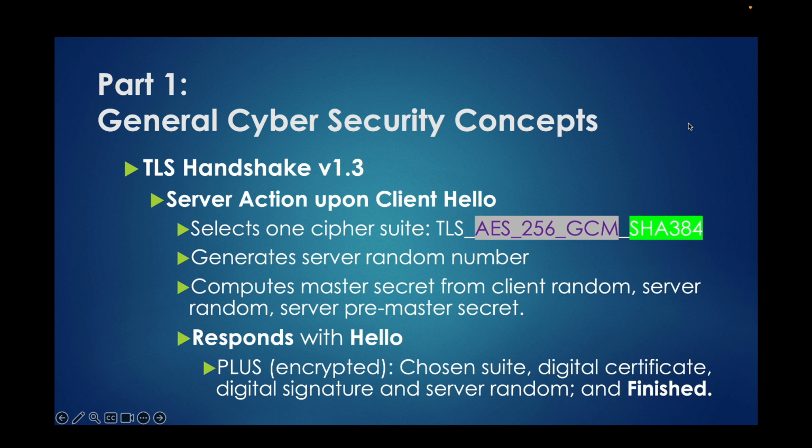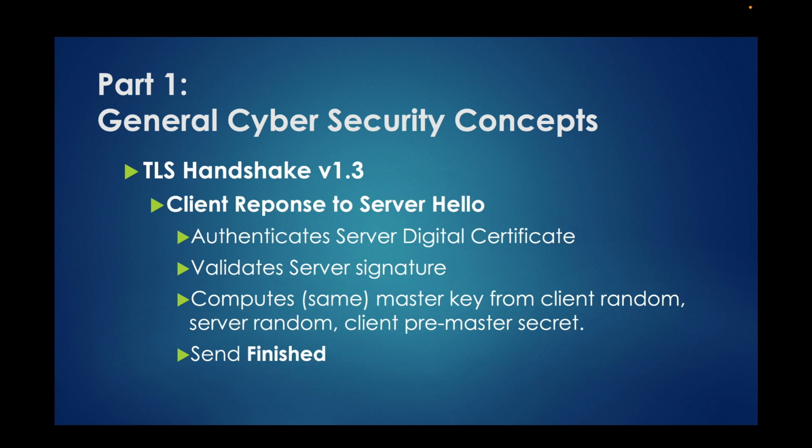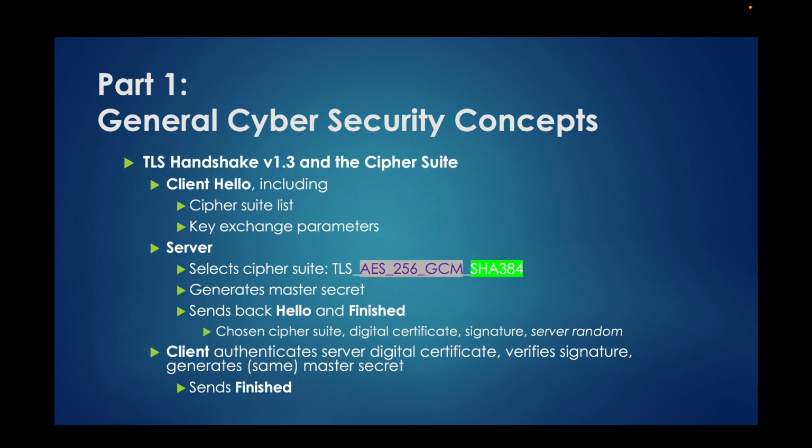The server, upon receiving the client hello, selects one Cypher suite, for example, generates a server random number, computes the master secret from client random and server pre-master secret, and responds with the chosen suite, digital certificate, digital signature, and server random, hello and finished. Upon receiving the server hello, the client authenticates the server digital certificate, validates the server signature, and computes the same master key from client random, server random, plus client pre-master secret, and sends finished. And that's a wrap for TLS version 1.3 Cypher Suite and Handshake.